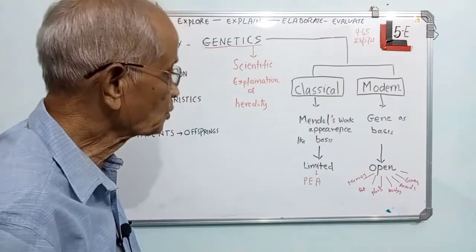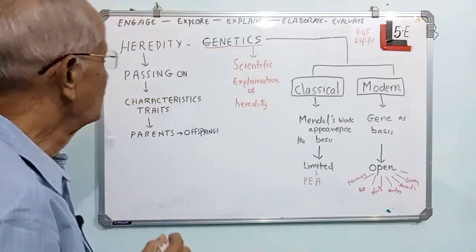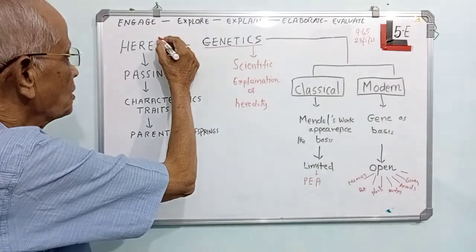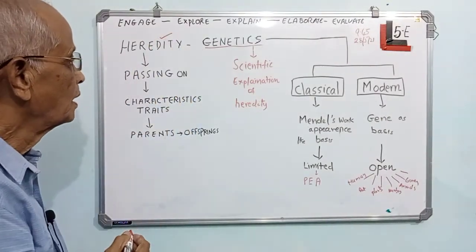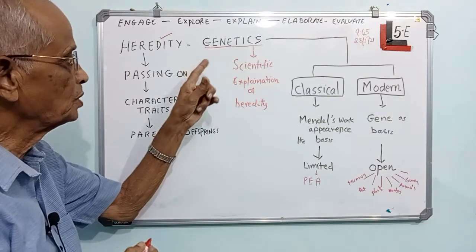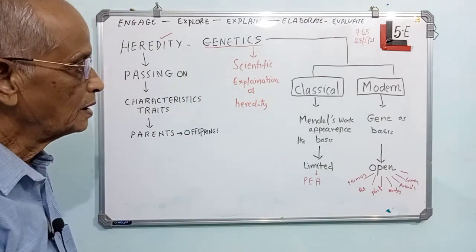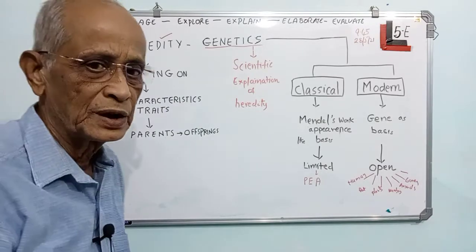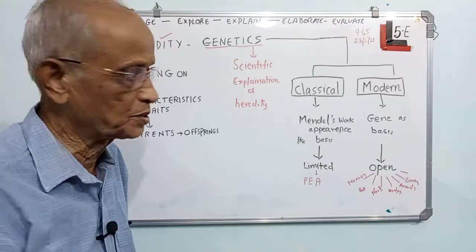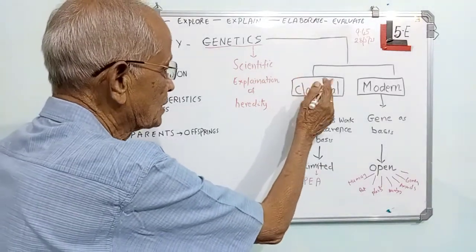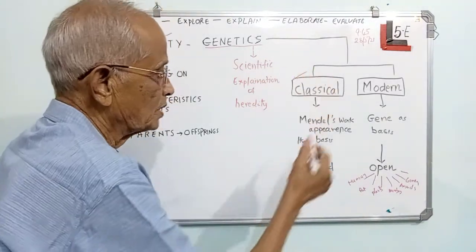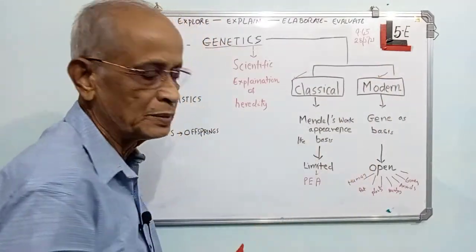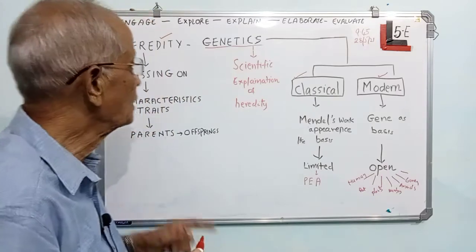Today we are going to learn an important concept called heredity. Then we also try to understand genetics, especially as there are two types of genetics we have to discuss. One is classical genetics, the second is modern genetics. We shall examine what they are very briefly.